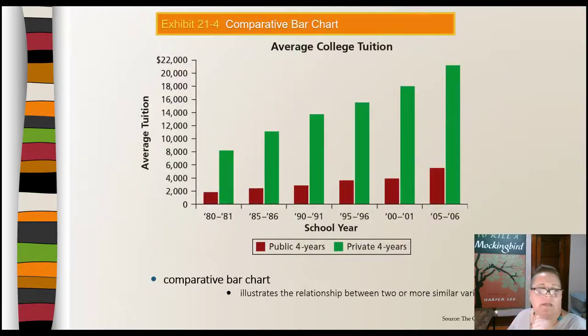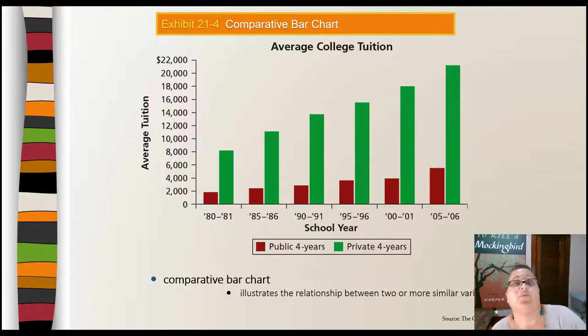The second one is a comparative bar chart, and that is actually quantifying two different characteristics. So in this one, we have college tuition from 80 to 81. Now, there are two bars in 80 to 81 because we're actually doing a comparison between two different types, similar, but two different types of quantities. So we're doing college tuition. The red bar is for a public four-year school, and the green bar is for a private four-year school.